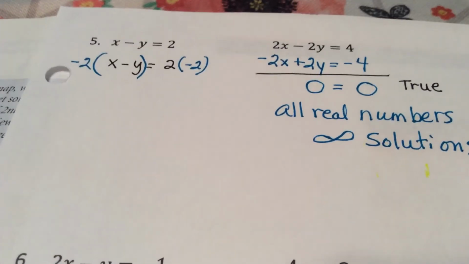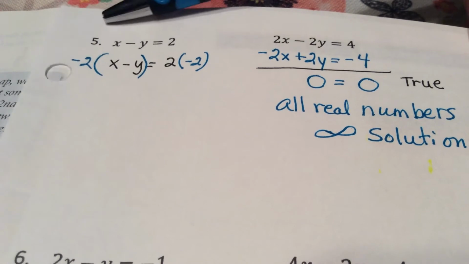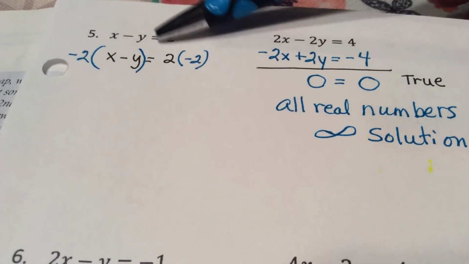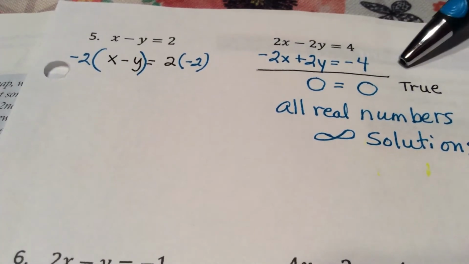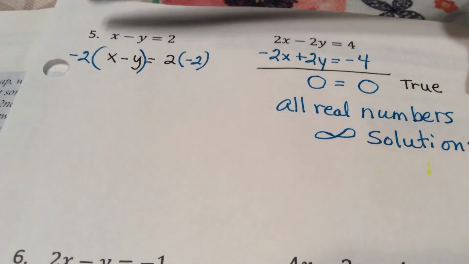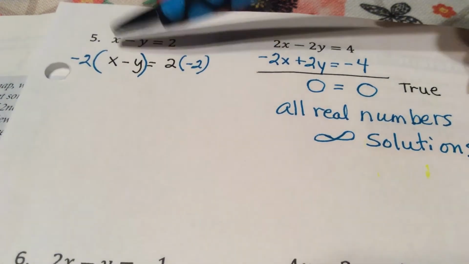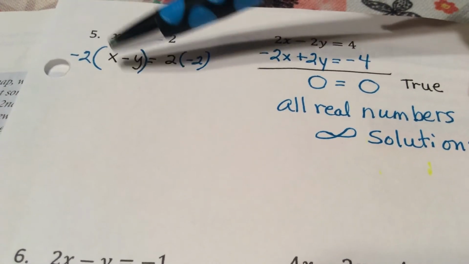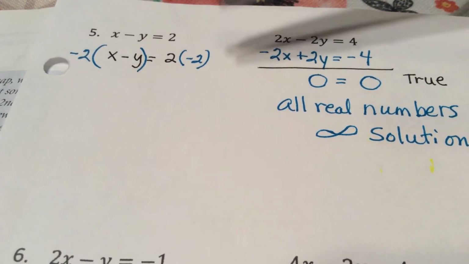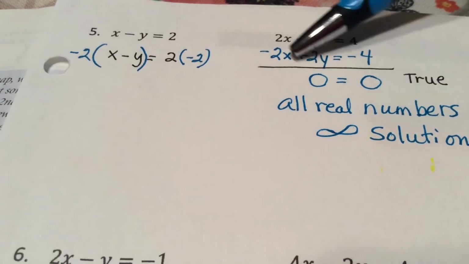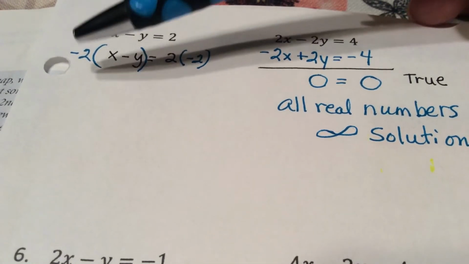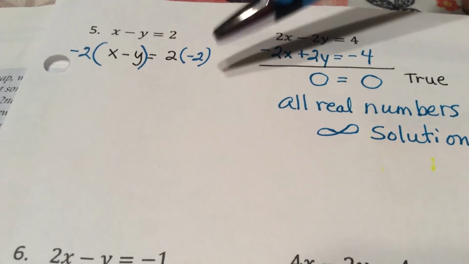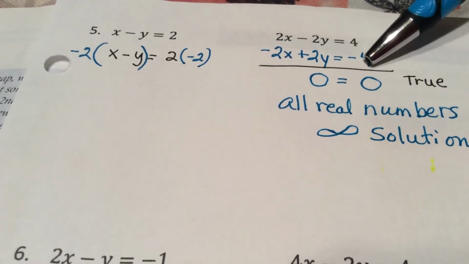On the next one, again, I'm going to use elimination because this is x minus y equals 2, and this is 2x minus 2y equals 4. They're in the exact same position here, and they're in standard form. So to get rid of this x, I'm going to have to make this a negative 2x because this is positive. So I'm multiplying everything in here by negative 2. Negative 2 times x is negative 2x. Negative 2 times negative y is a plus 2y. Negative 2 times 2 is a negative 4.